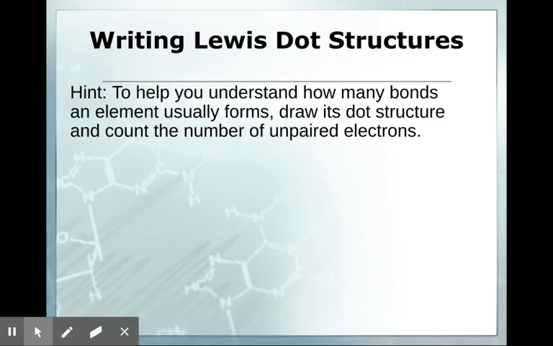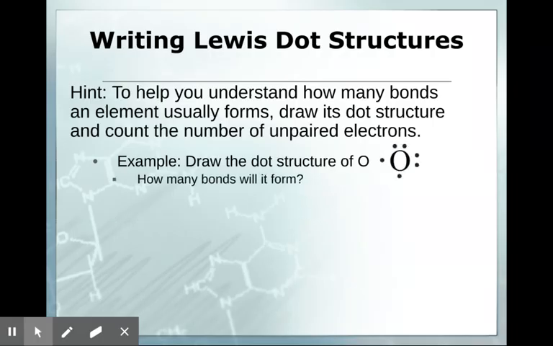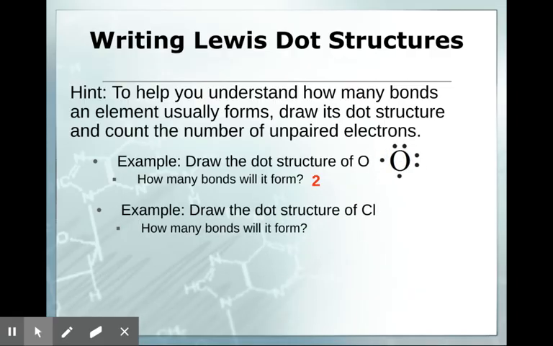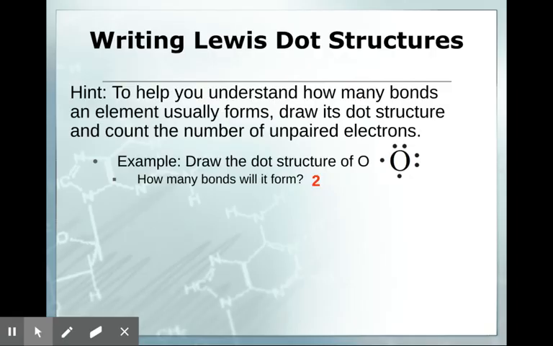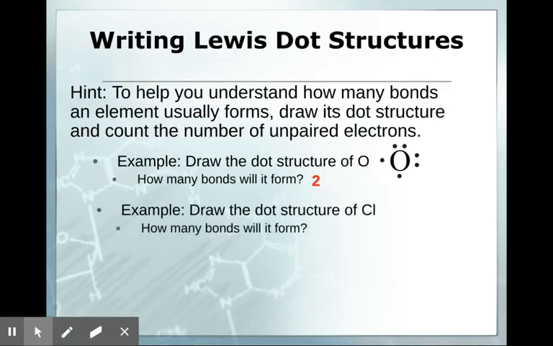All right, so to help us understand how many bonds an element usually forms, it's easier to draw its dot structure and count the number of unpaired electrons within that structure. So for example, if you draw the dot structure of oxygen, oxygen is in group 6A, so it has 6 valence electrons. It's got 2 open electrons there. So those 2 open electrons are where it's going to be able to go and form bonds. So it will form a total of 2 bonds.